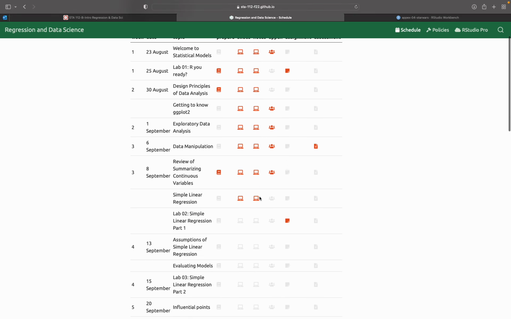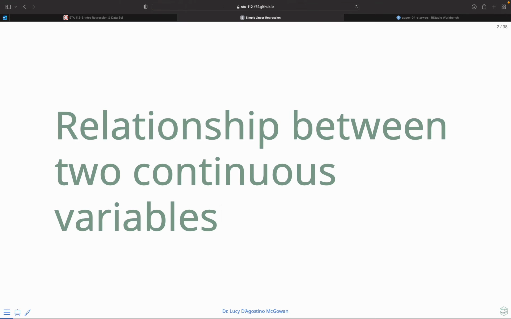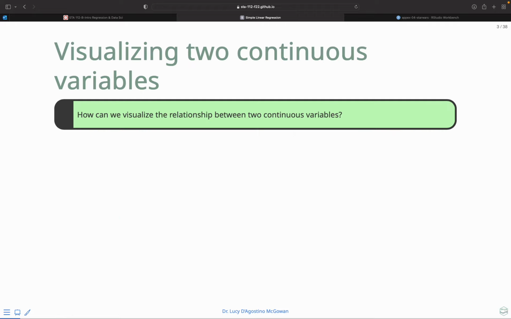So now we're going to upgrade to 2 continuous variables. Now that we've discussed how to summarize a single continuous variable, we can summarize the relationship between 2, which is what simple linear regression is doing. And so if I want to visualize 2 continuous variables, what would I do? What kind of plot would I make?